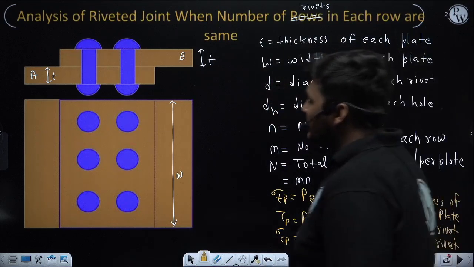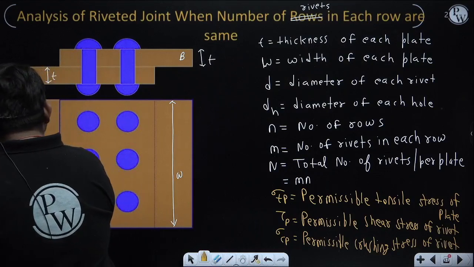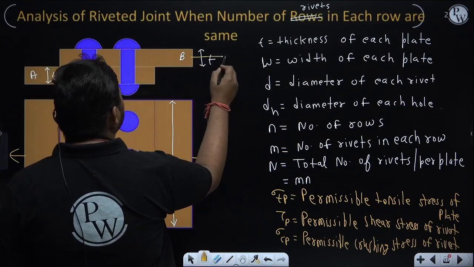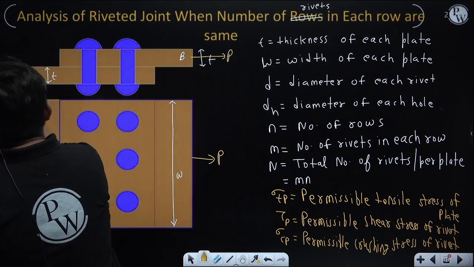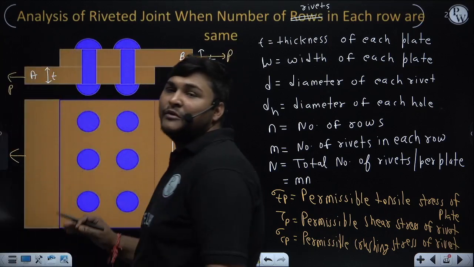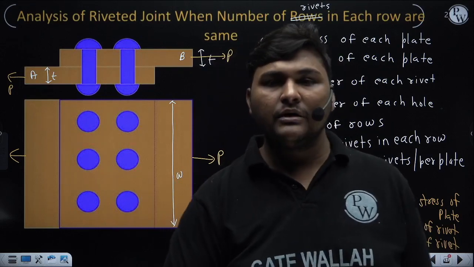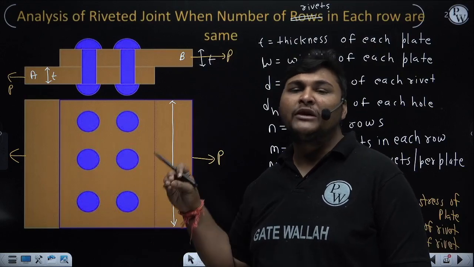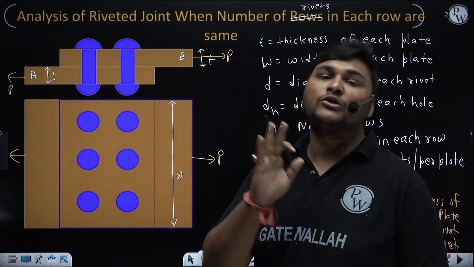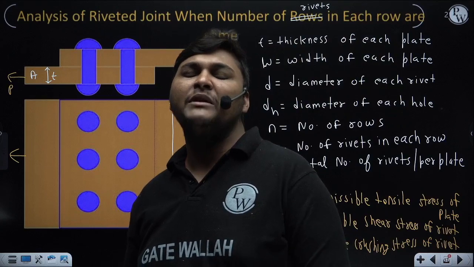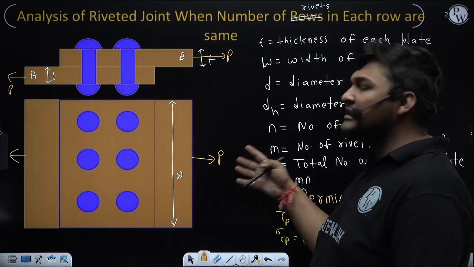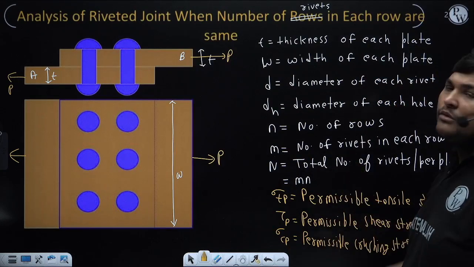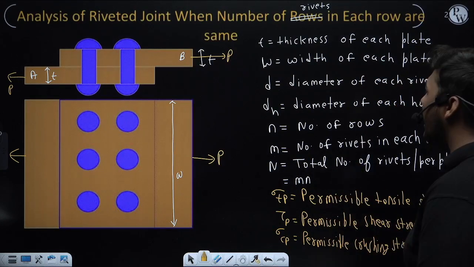Now suppose this riveted joint is subjected to axial load P. Okay, this is subjected to axial load. So if all data is given, examiner can ask what will be the load carrying capacity of this system. Load carrying capacity means to ensure this system is safe, actual load should either be equal to load carrying capacity or less than load carrying capacity. Means examiner can ask the permissible value of P. Or if B is given, examiner can ask some other data. That is a different thing. So ultimately we have to do the designing of this riveted joint when the number of rivets in each row are the same.